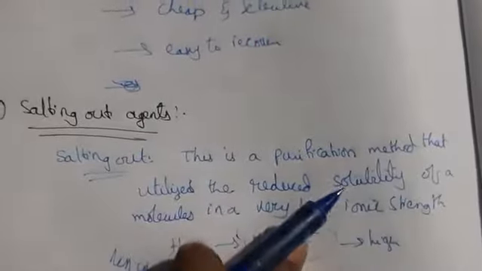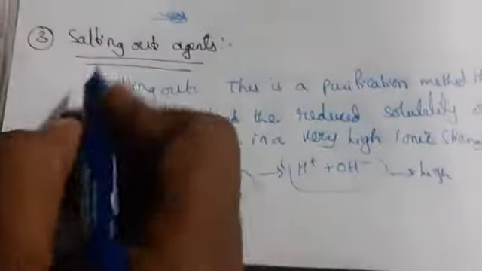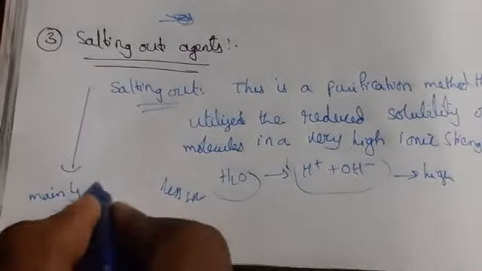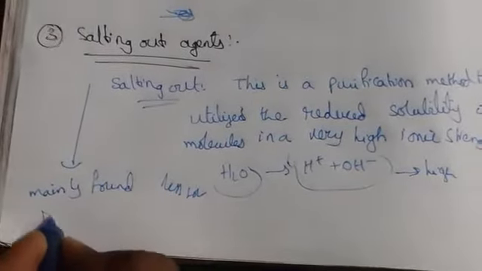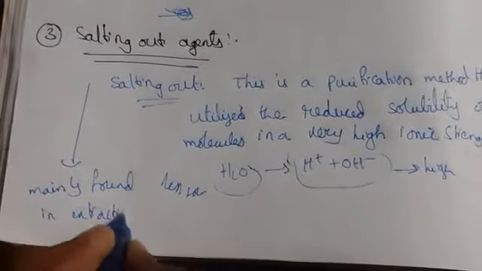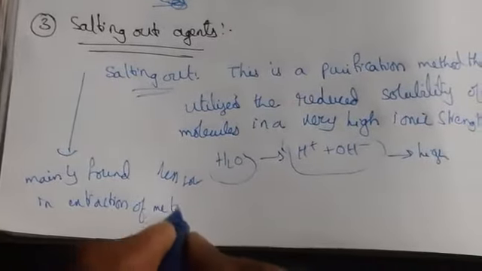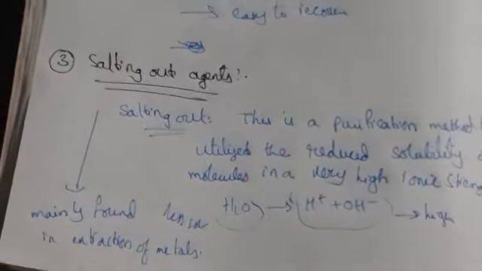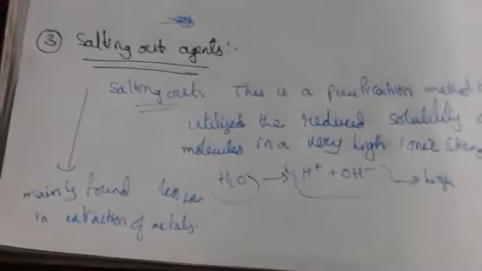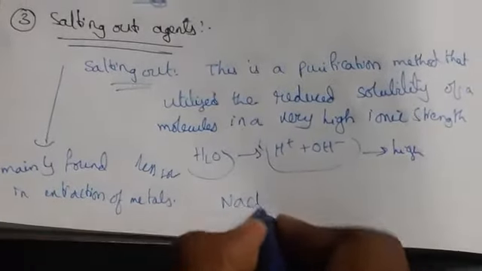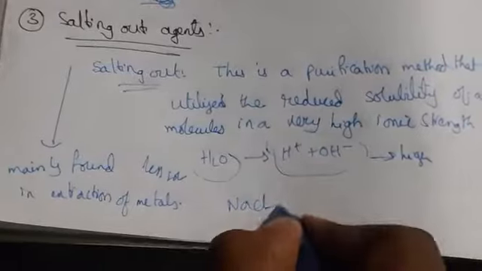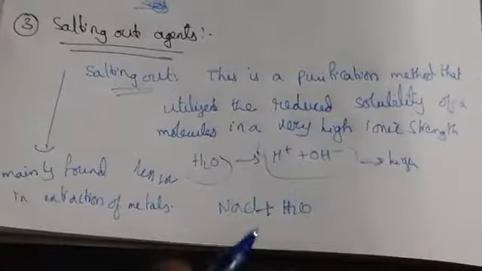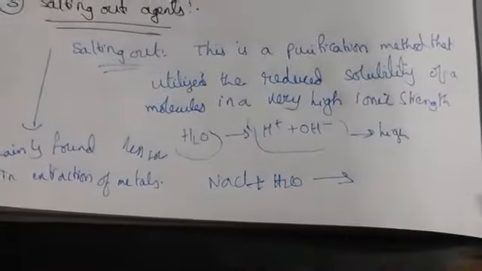Here mainly the salting out agents are found in the extraction of metals, by adding a high concentration of inorganic salts to the aqueous phase. For example, an inorganic salt is NaCl. This is added to H2O. Sodium is a metal, and with chloride it has a high ionic strength.